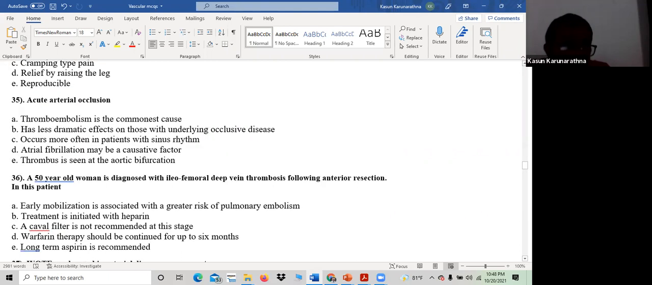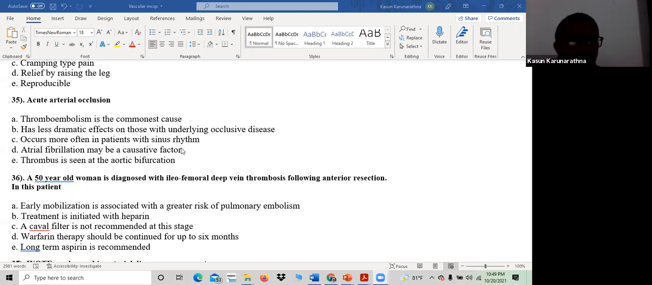Question number 35, acute arterial occlusion. Thromboembolism is the commonest cause. How do you answer this? Yes, it is the embolism which is commonest, right? It has less dramatic effects in those with underlying occlusive disease. In a chronic ischemic limb, if there is an acute arterial occlusion, that is less dramatic when compared to a virgin vascular bed, right? More often in patients with sinus rhythm, that is false. Atrial fibrillation may be a causative factor. Again, yes, it's a factor for thromboembolism.